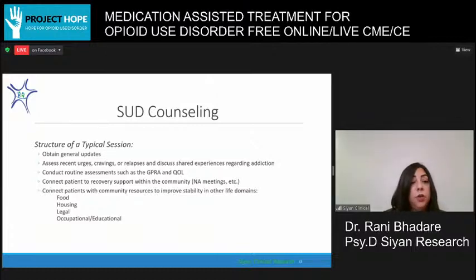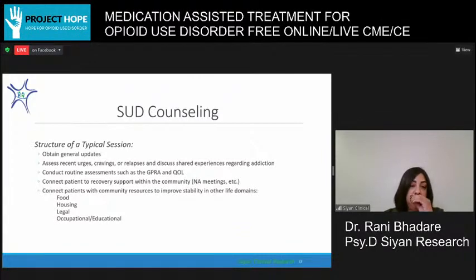The SUD counselor will also help to connect patients with community resources to improve stability in other life domains, including food, perhaps getting them signed up for general assistance or food stamps; housing, pointing them in the direction of housing assistance or helping them get signed up for low-income housing if that's appropriate; legal assistance; and occupational and educational assistance if patients have certain career or educational goals. Maybe they want to work on their GED or other areas of their life.